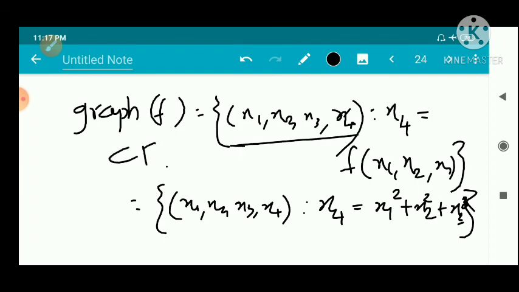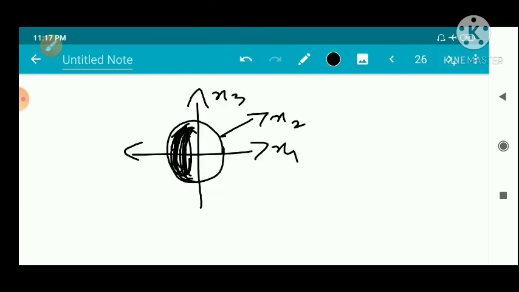The graph is a subset of R4, so it is impossible to draw the graph. We can draw a graph only up to R3. The graph of a function can be drawn only in 3 dimensions, at most 3 dimensions. In R4 it is impossible to draw the graph. So we sketch only the level set.